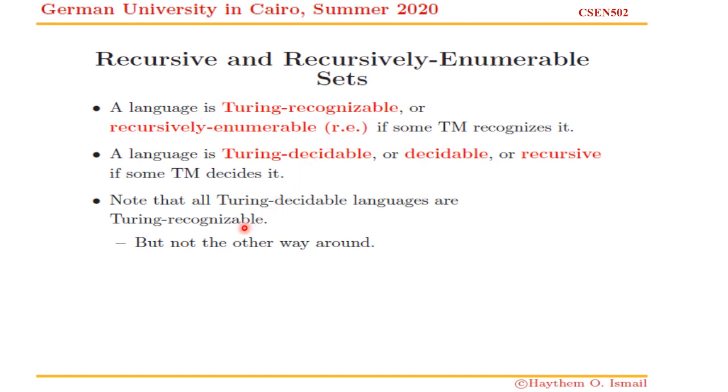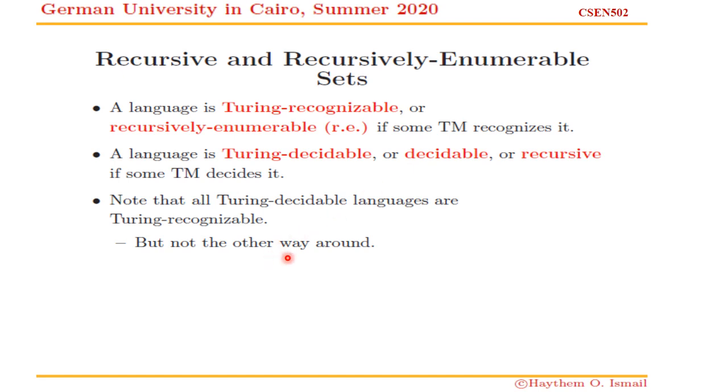Now, you should note that all Turing decidable languages are Turing recognizable because deciding is a special case of recognizing. You decide if you accept or reject and never run forever. You recognize if you accept, reject, or run forever.